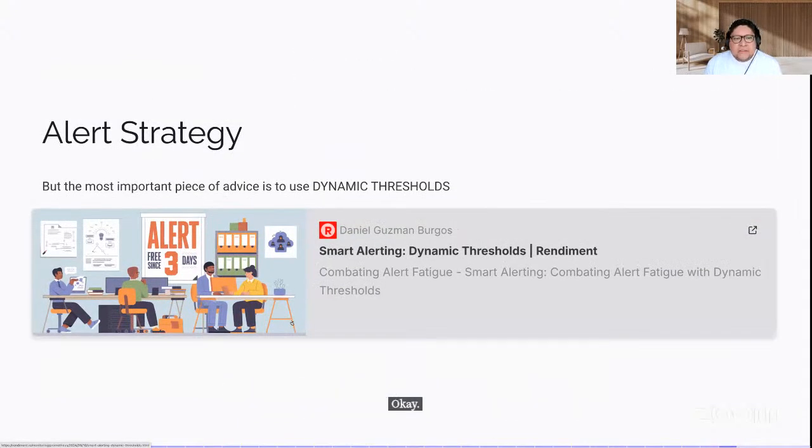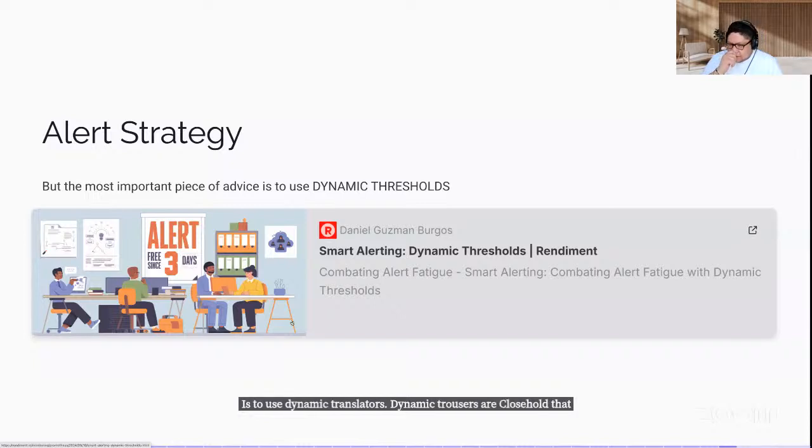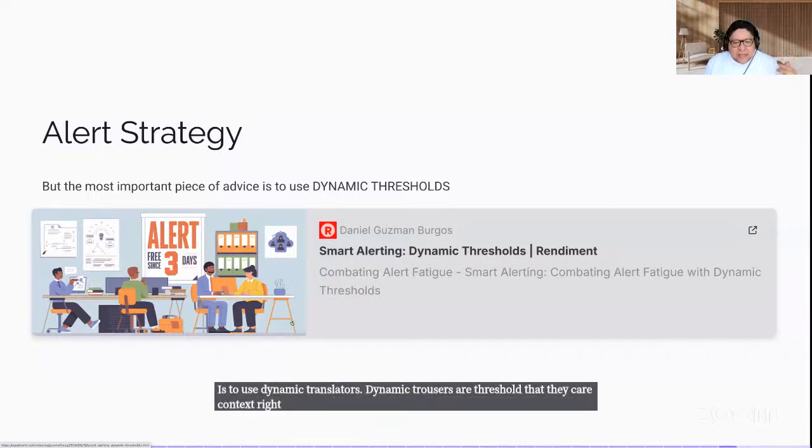The most important piece of advice that I can provide to you is to use dynamic thresholds. Dynamic thresholds are thresholds that take context into account, right? In the old days of Nagios, or right now with Prometheus and Alertmanager, a static threshold is like, okay, CPU is beyond 70%, send me an alert.